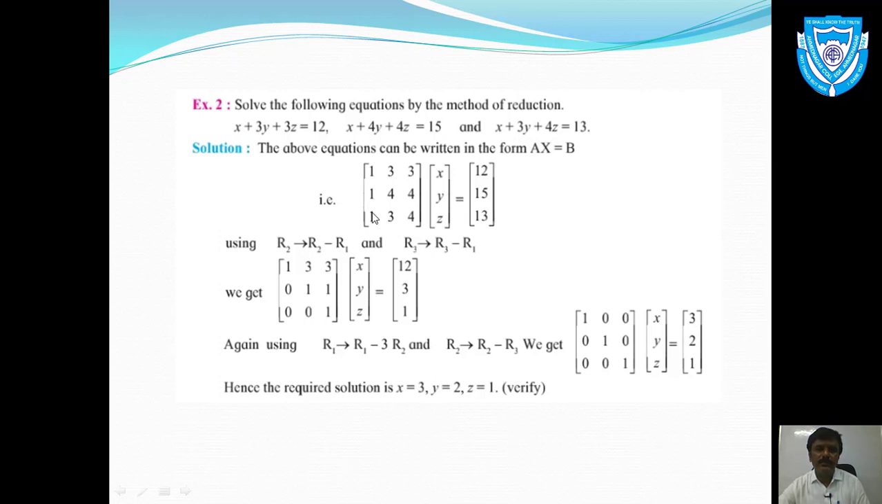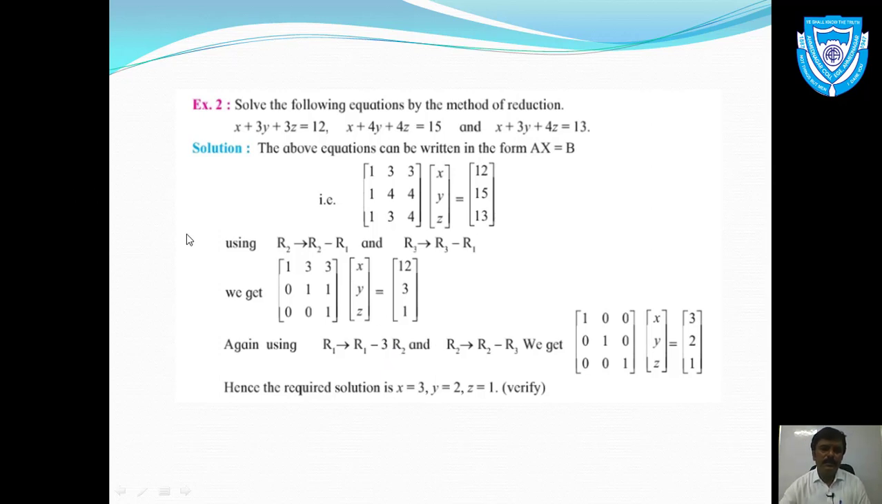To convert them, to get zero over here, we'll perform 2 row operations. R2 equals R2 minus R1 and R3 equals R3 minus R1. After performing these 2 operations, we'll get 3 zeros below the diagonal. डायगोनल के नीचे वाले तीनों एलिमेंट्स हमें क्या मिल गए? जीरो मिल गए. ये जीरो मिलने के बाद again now we will convert this matrix form into equations. इक्वेशन में उसको कन्वर्ट करेंगे. इक्वेशन में कन्वर्ट करने के बाद हमें कौन से इक्वेशन मिलेंगे?